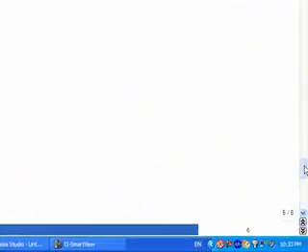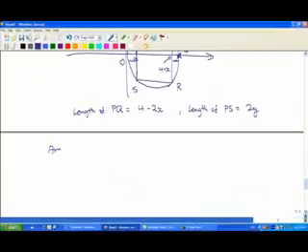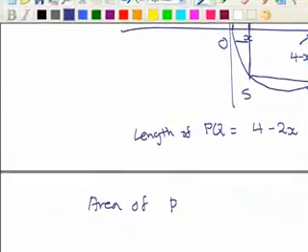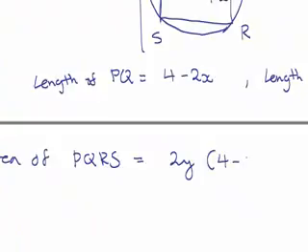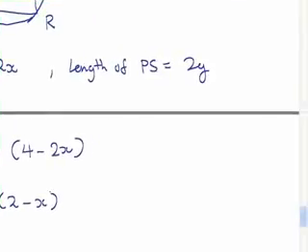So what we actually will have is that the area of PQRS equals 2y multiplied by 4 minus 2x. And if you factor out the 2, what you have is 2 minus x. Note, you already have some of the things that you are required to show there, 2 minus x.